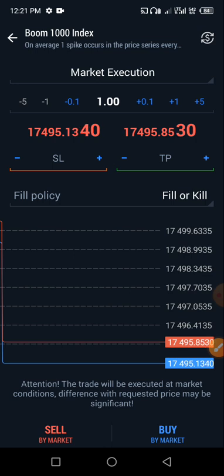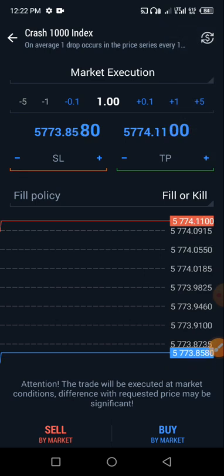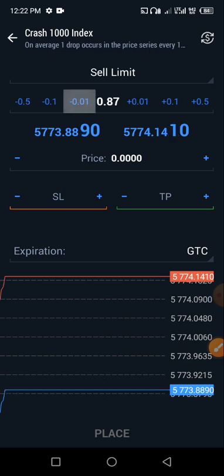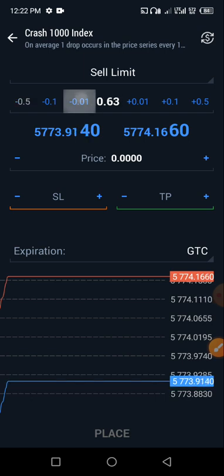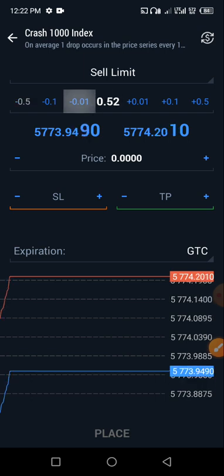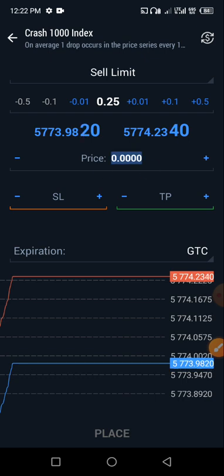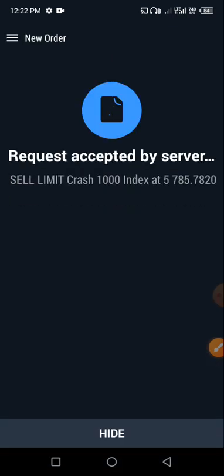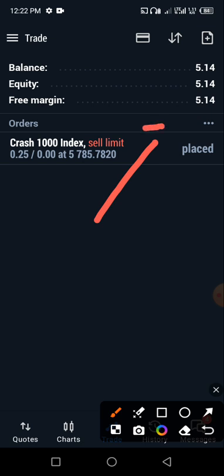Okay, so I'm going to be taking a sell order for Crash 1000 here. And then I'll be entering a sell limit because we are going to be taking a sell very soon. So I'm just going to reduce my lot size to 0.25 so that we'll be able to take this entry. Okay, so I'm going to place my sell limit. You can see that I've been able to place a sell limit here.